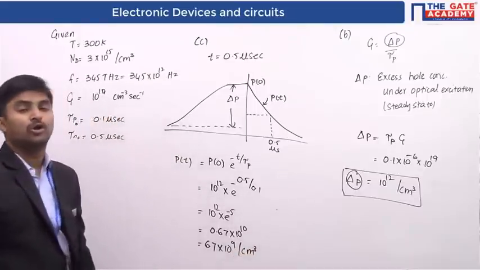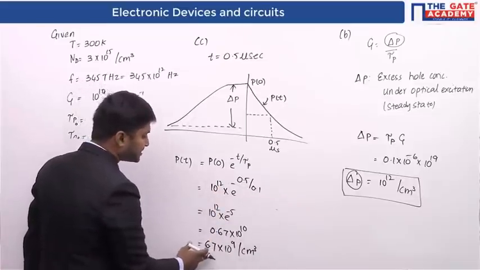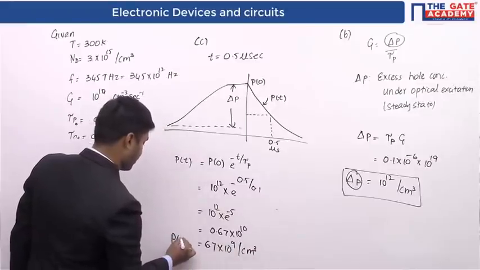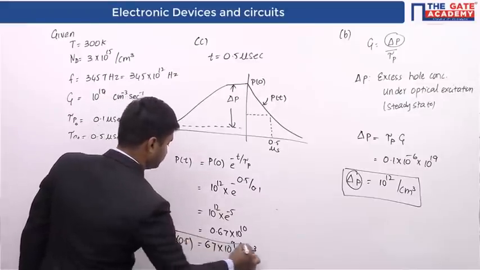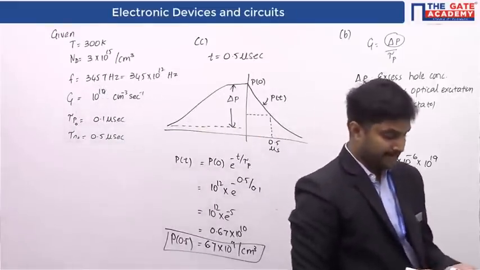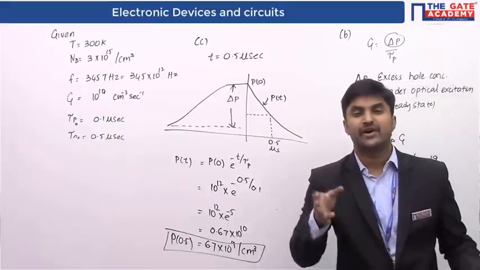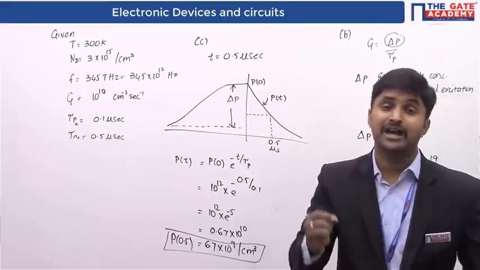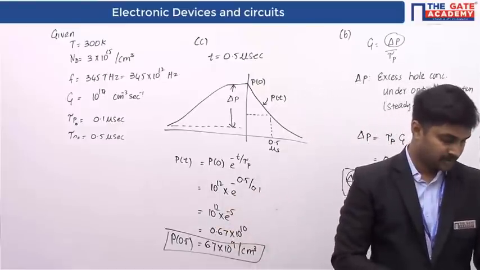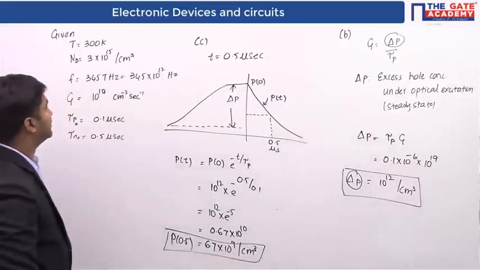So the value of the hole concentration at t equal to 0.5 microseconds is going to be 6.7 into 10 power 9 per centimeter cube. So it's a very important model. All the three parts which we have covered are extremely important as far as the GATE examination is concerned. So now I'll erase the board and we will go into the third question.